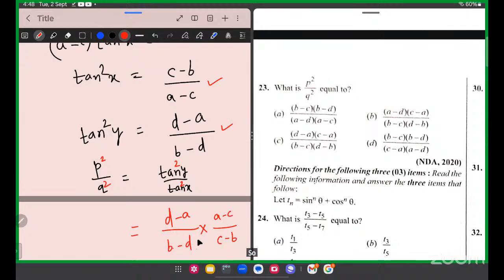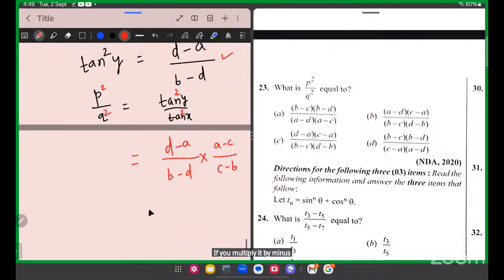So just see which option is matching here. D minus a into a minus c. So I can write a minus d into c minus a. Similarly, b minus c into d minus b. So B option is the right answer. If you multiply it by minus sign, it will be a minus d into c minus a divided by b minus c into d minus b. So option B will be the right answer.